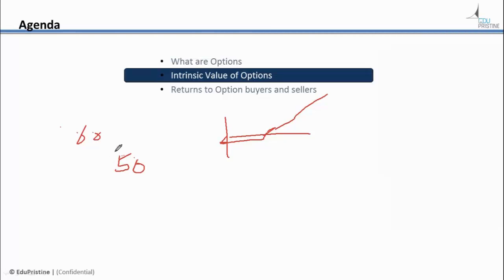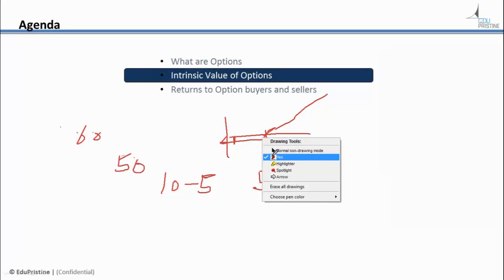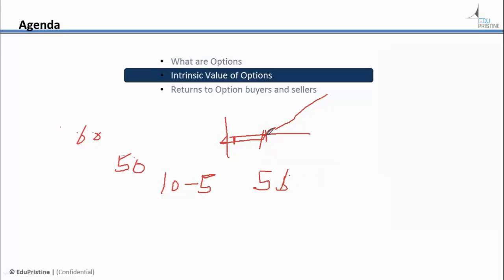But what is my return? Return is 10 minus what I paid, the premium of $5. So my profit, or return, is $5. This difference is $5. So my break-even is at 55. My payoff starts at 50, but my break-even is at 55. That's the difference between payoff and return. Payoff is what you receive, return is what you make. So you will always make $5 less than your payoff in this example.